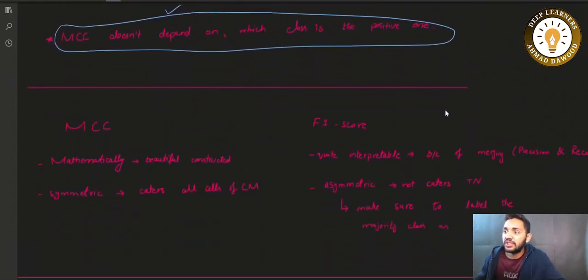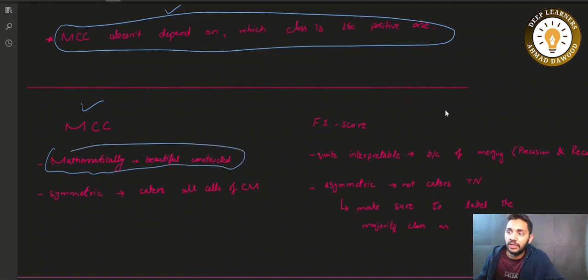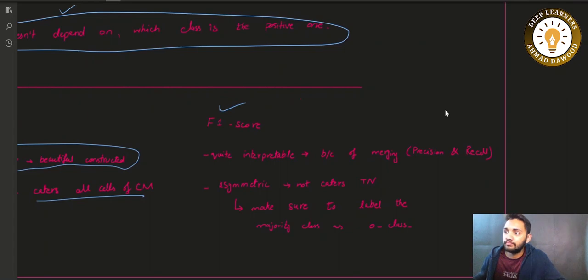So what is MCC? We have seen that it is mathematically very beautifully constructed. It covers all 4 cells, it is very symmetric, and captures all the confusion matrix cells. On the other hand, F1 score captures just 3 cells, but it still gives you a clear idea of the performance of the classifier. You just have to follow my recommendation: mark majority class as 0, minority class as 1. Then you can use F1 score.